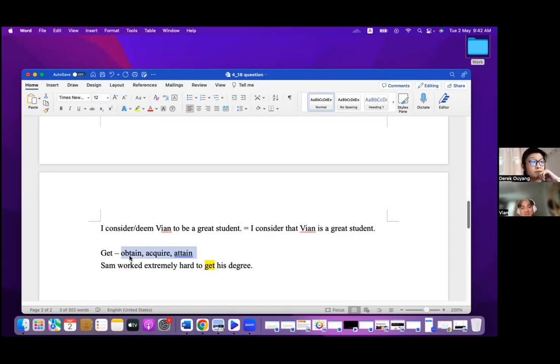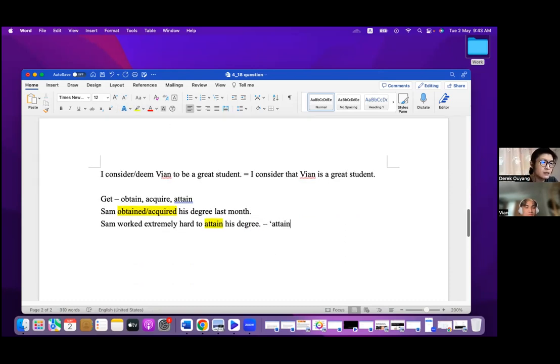How different? Not sure. Now, if I only say Sam obtained or acquired his degree last month, if it's a sentence like this, use obtain or acquire. However, if it's a sentence like this, Sam worked extremely hard, we change get to attain. Attain is the better word here because attain emphasizes the effort.